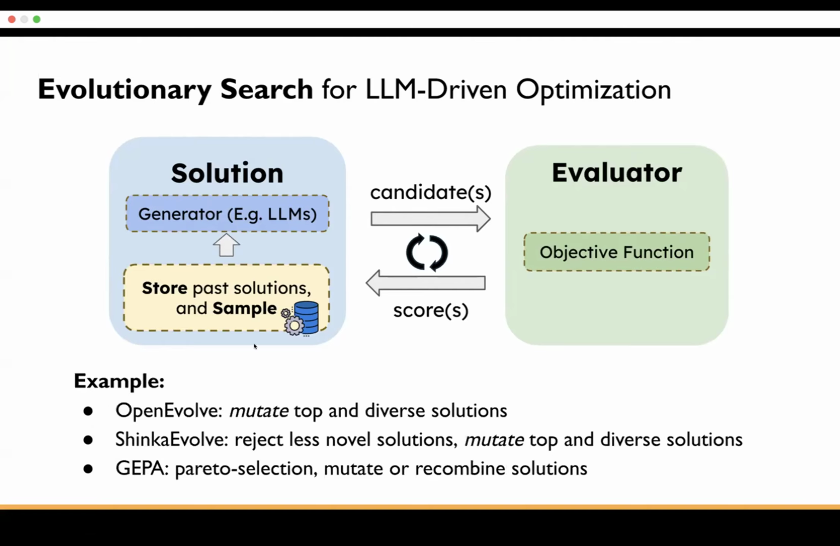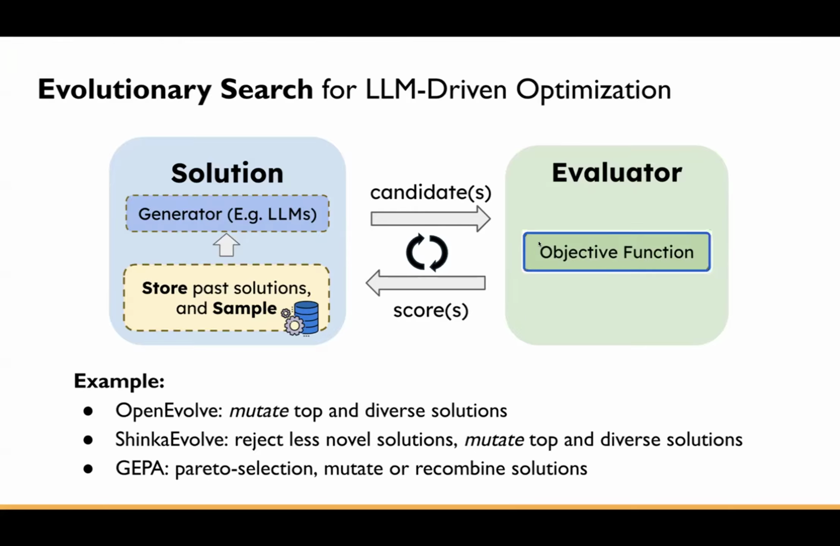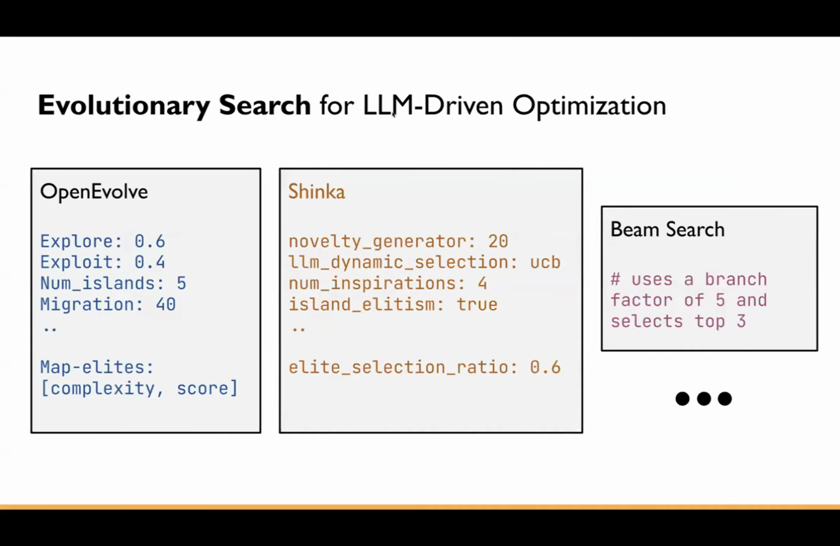Some examples that we showed before: OpenEvolve would mutate some top and diverse solutions. ShinkaEvolve has some way to do novelty rejection, so you reject less novel solutions or mutate top and diverse candidates. And something like GEPA would do Pareto selection and mutate or recombine different ideas together to generate a new one.